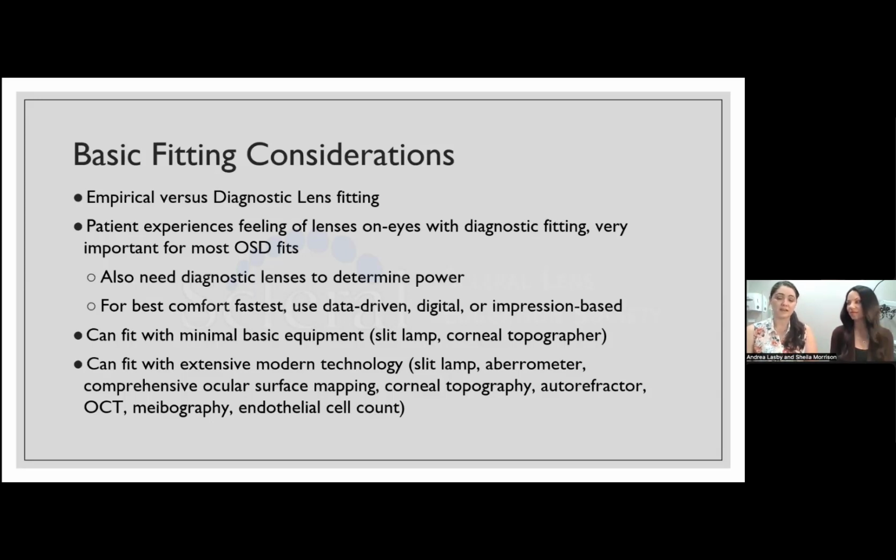But definitely, the majority of our fits even still are probably not in that high technology. We have that availability, but the majority of patients do really well with just general diagnostic lenses, or we would say the old-fashioned way. Which is kind of scary to say, the old-fashioned way, because it's only a decade old. It's not that old. Right.